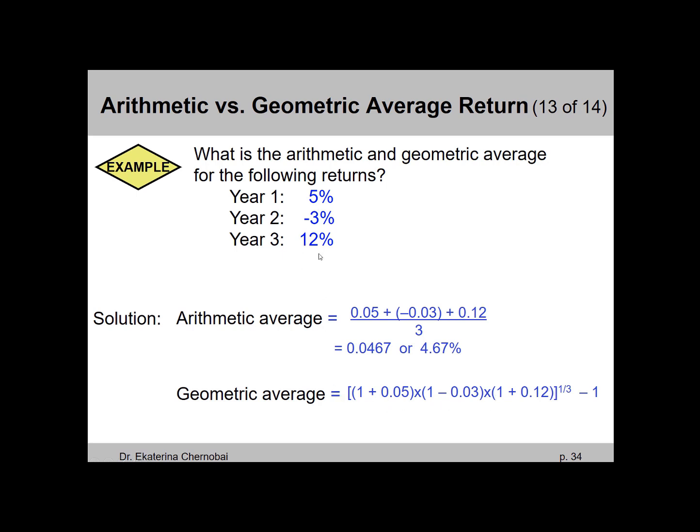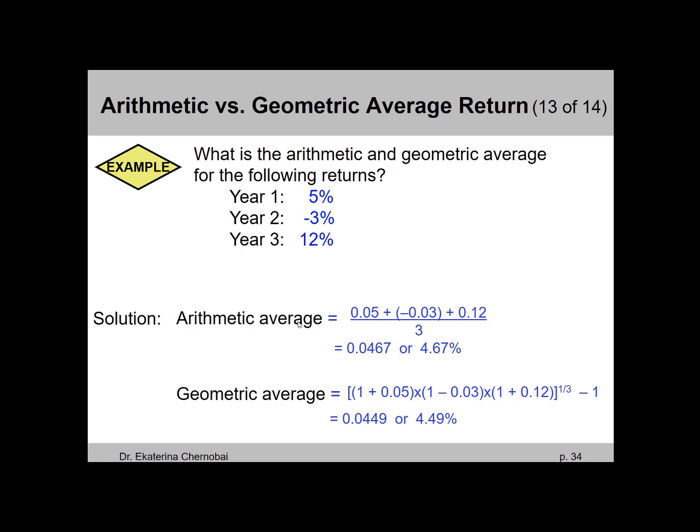We have 3 years, 3 returns, 1 plus the return, separately for each year. The 3 terms are multiplied by each other, and then the whole thing is taken to the power 1/3, and then we subtract 1. If you do it this way, or if you do the financial calculator trick, then you would get 4.49%. The 2 averages are a little bit different, and they should be interpreted differently.